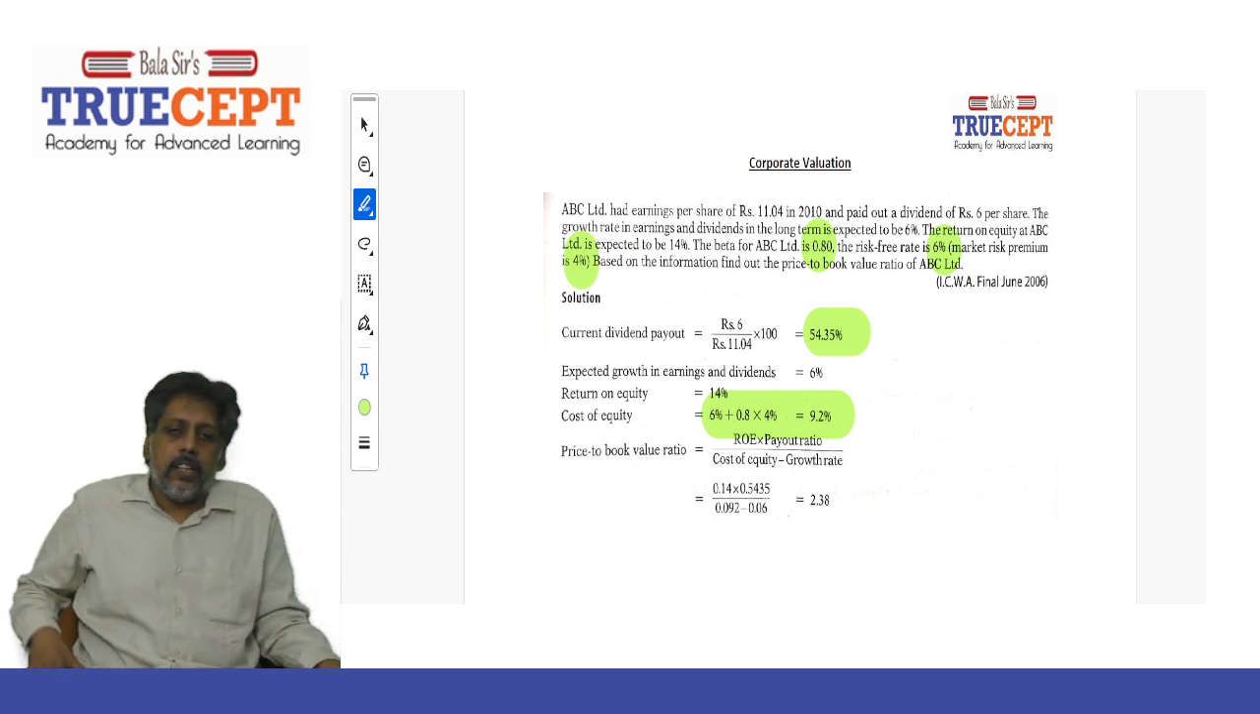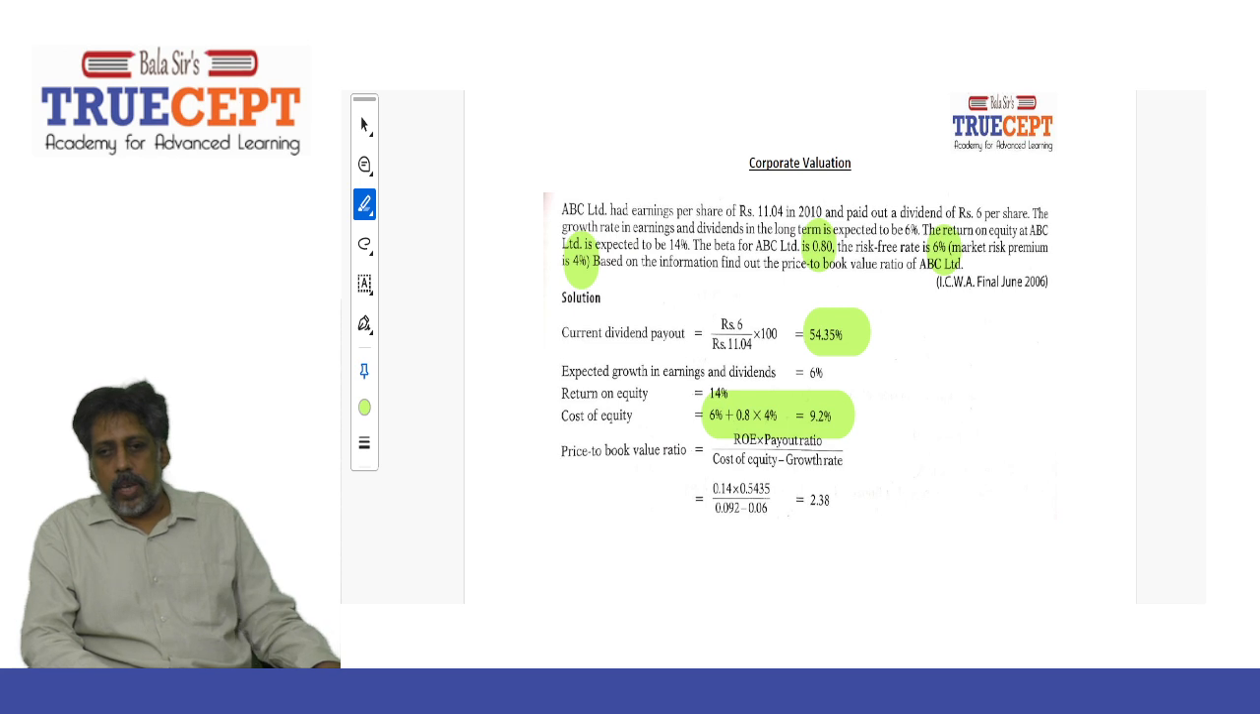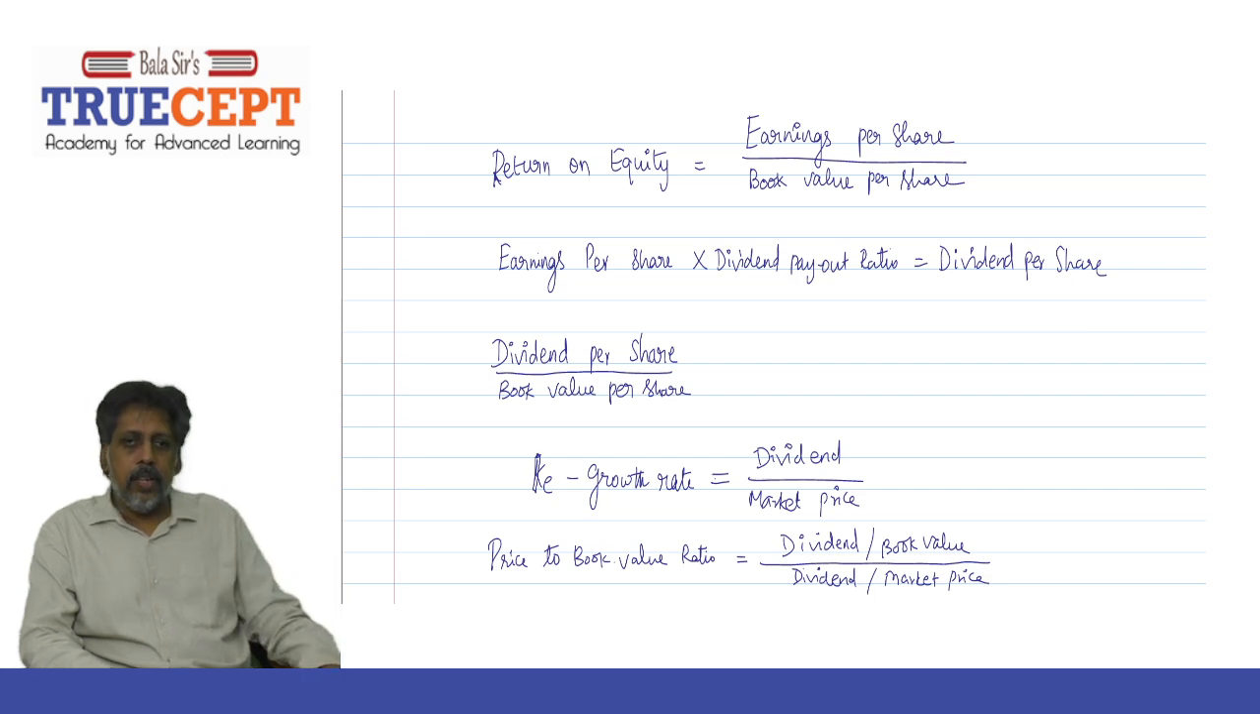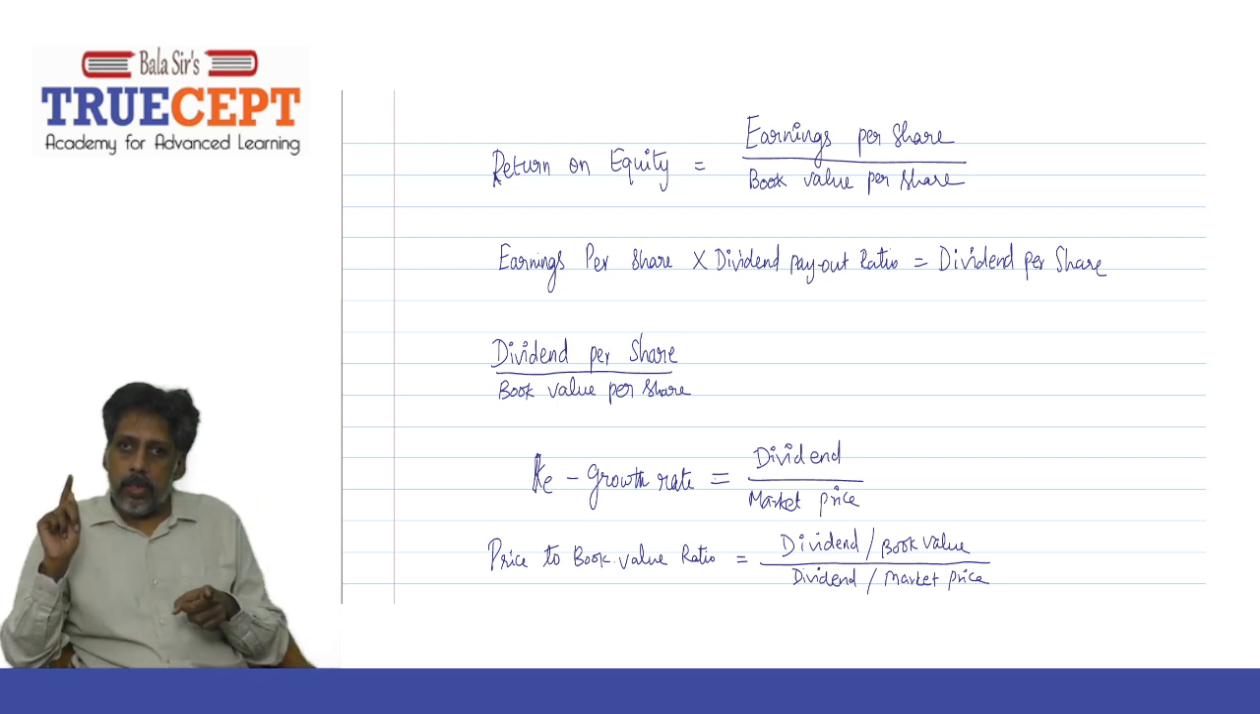Now, how exactly this formula works, I'll tell you. Okay, guys, let's move on. Just see this on the screen, what is happening over there. We know that earnings per share divided by book value per share is return on equity. You all know that. We also know that when you do earnings per share into the dividend payout, you get the amount of dividends per share.